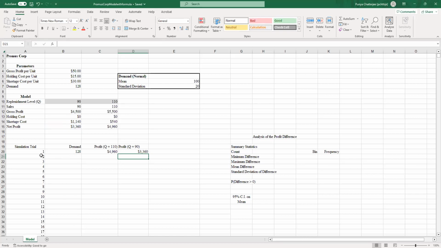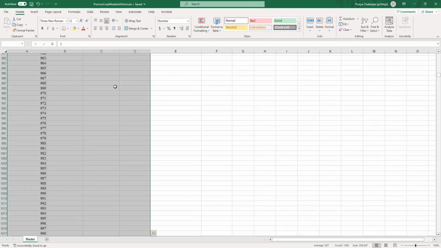Once you have all of that done, then you are going to select the whole table. And by the whole table, I mean all of your simulation trials, right? So you first want to select the first row and then press Control Shift and down arrow if you're using Windows, and Command Shift and down arrow if you're using Mac.